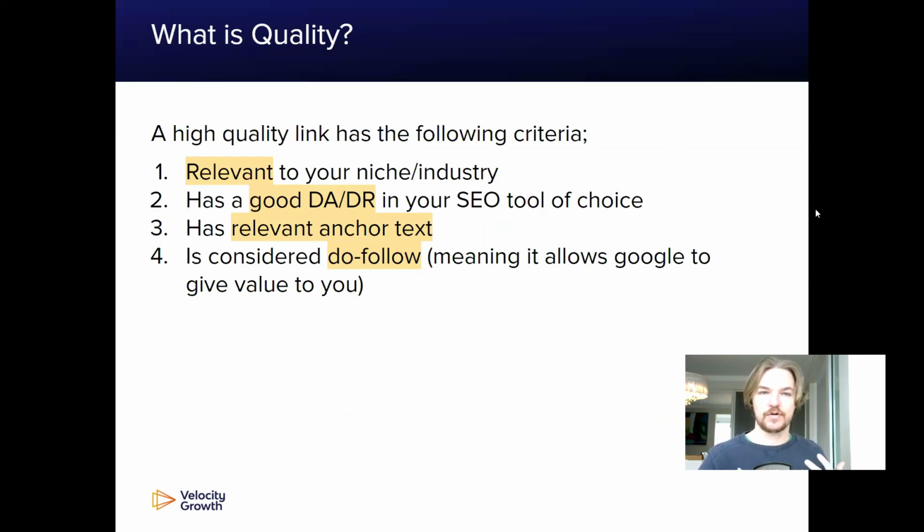So generally, a quality link has these 4 criteria, in that it's relevant to your niche or industry, it has a good domain authority or domain rank, it has relevant anchor text, and is considered do follow. So let's jump into this a little bit more here. Let's check the next slide. Yep, cool. So first of all, relevancy makes a ton of sense, right?